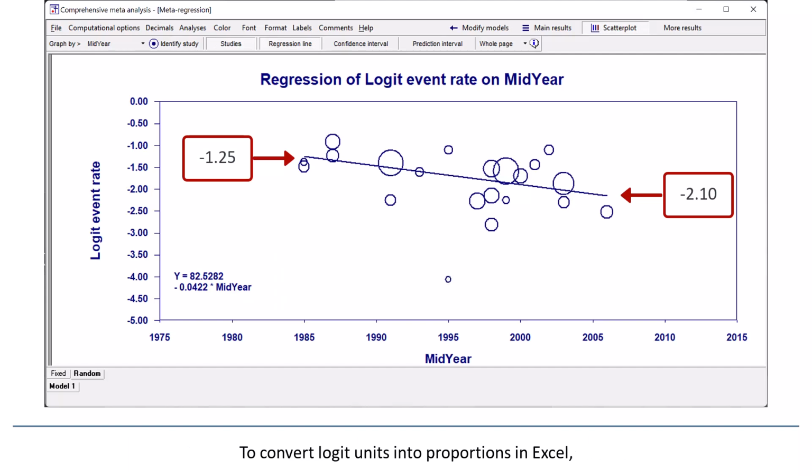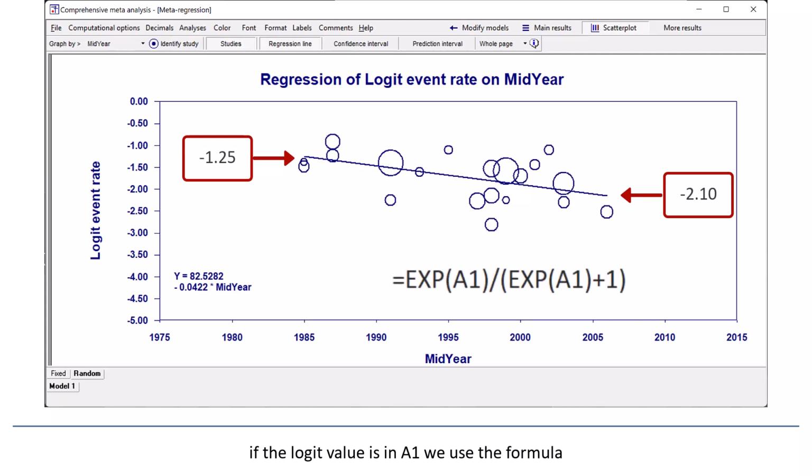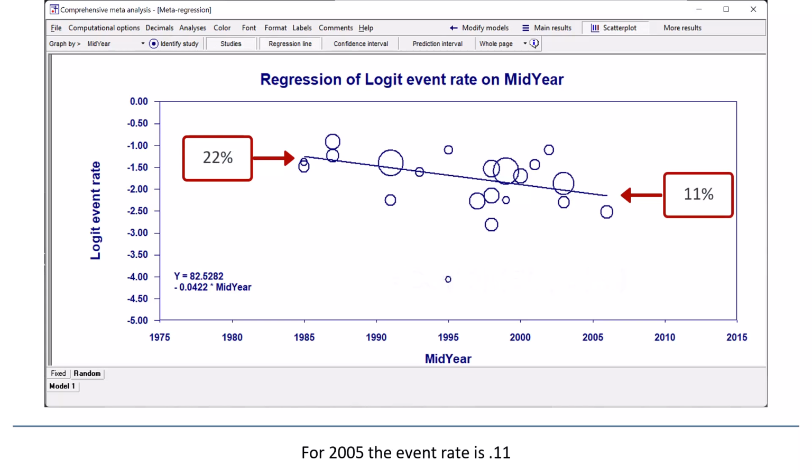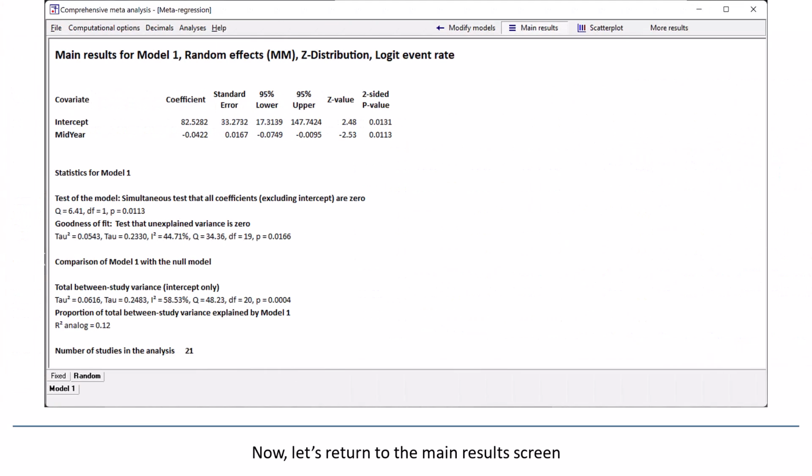To convert the logit units into proportions in Excel, if the logit value is in cell A1, we would use the formula equals exp(A1) over (exp(A1) plus 1). So for 1985, the event rate is 0.22, and for 2005, the event rate is 0.11. Now let's return to the main results screen.